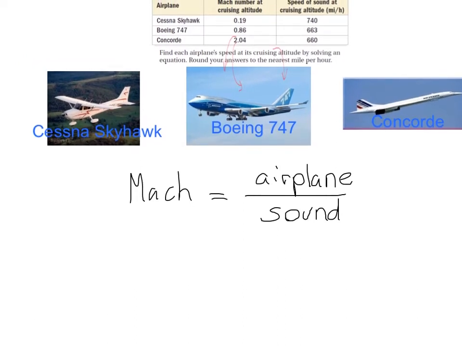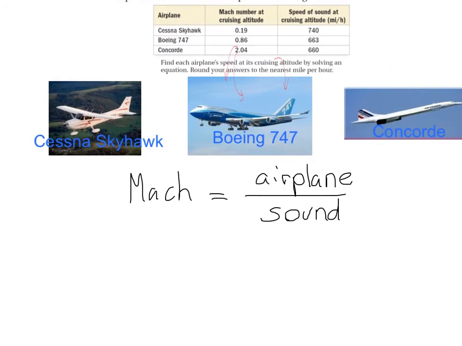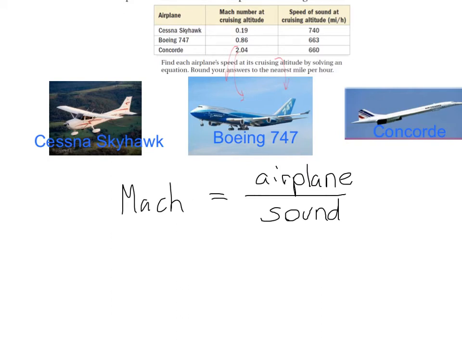Notice that the Mach number is given to us, 0.19. And the speed of sound at cruising altitude, 740, is also given to us. And that's in miles per hour, of course. Okay, so the speed of sound at cruising altitude on the Cessna Skyhawk is 740 miles per hour. That is very fast, as you know. Well, these numbers are going to be the ones that we need to use. So the Mach, can we remove the Mach and replace it with a certain number? Well, yeah, right here, it says the Mach of the Cessna Skyhawk is 0.19. So let's replace that with 0.19.